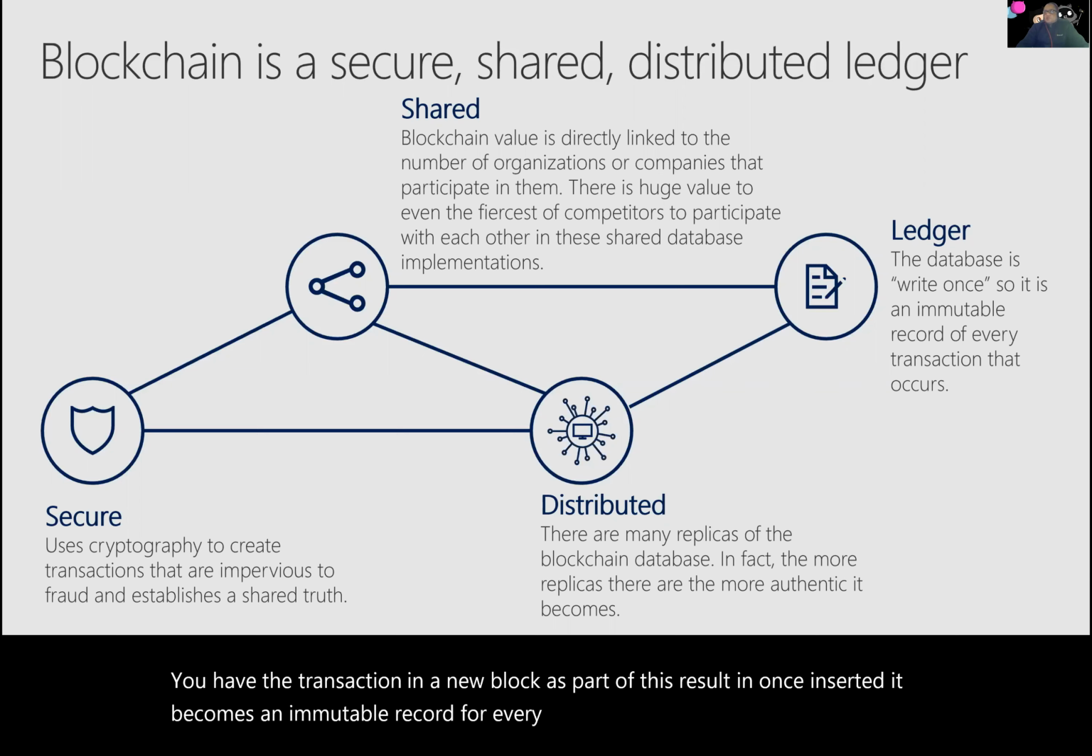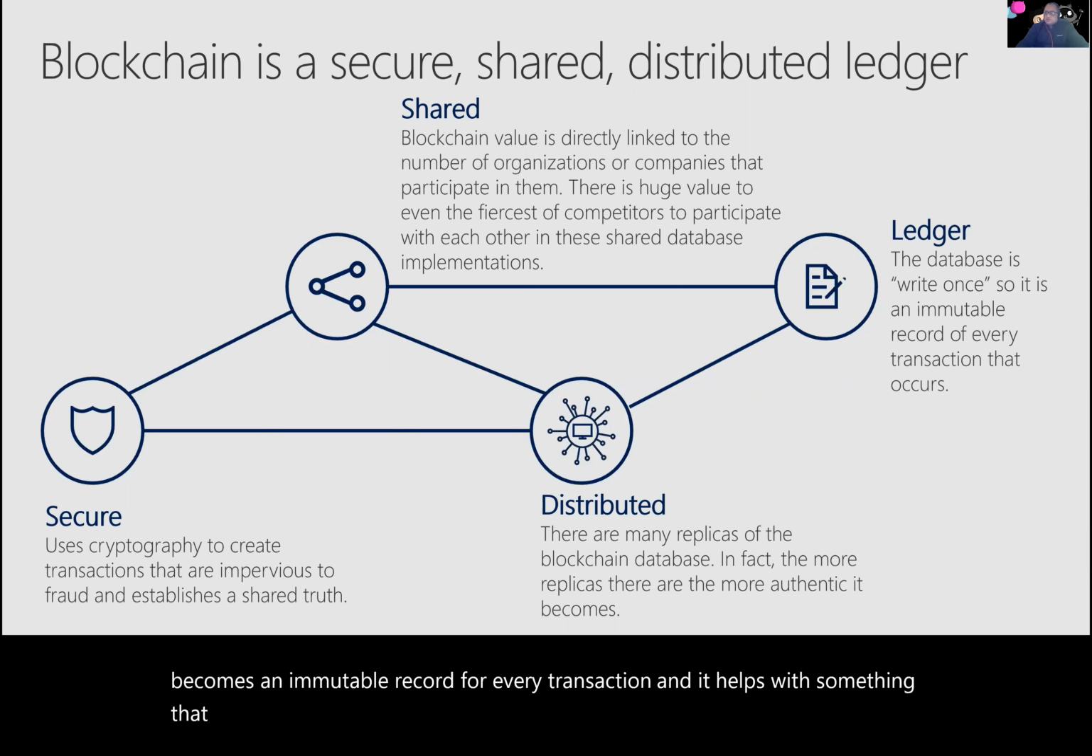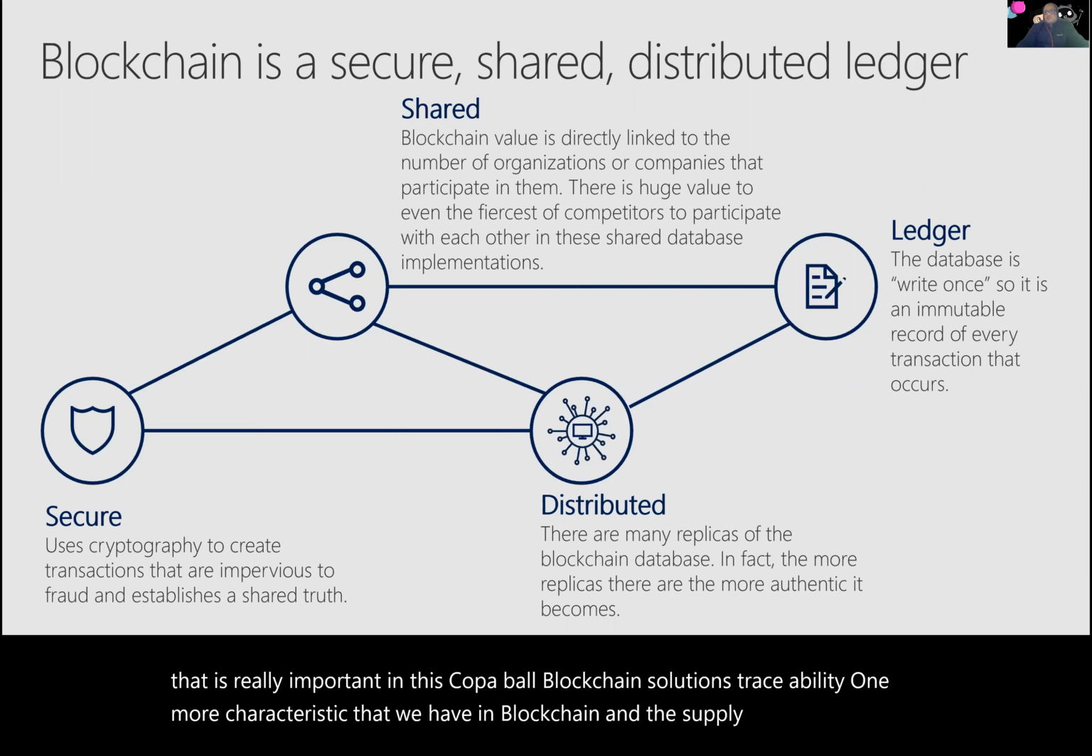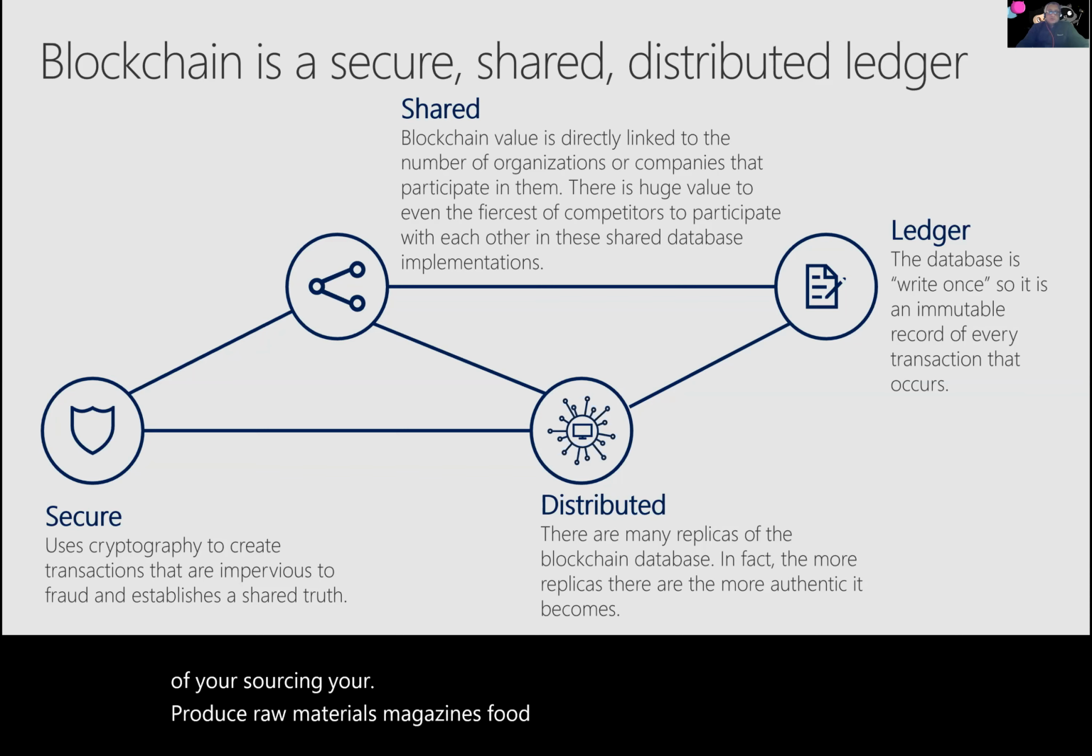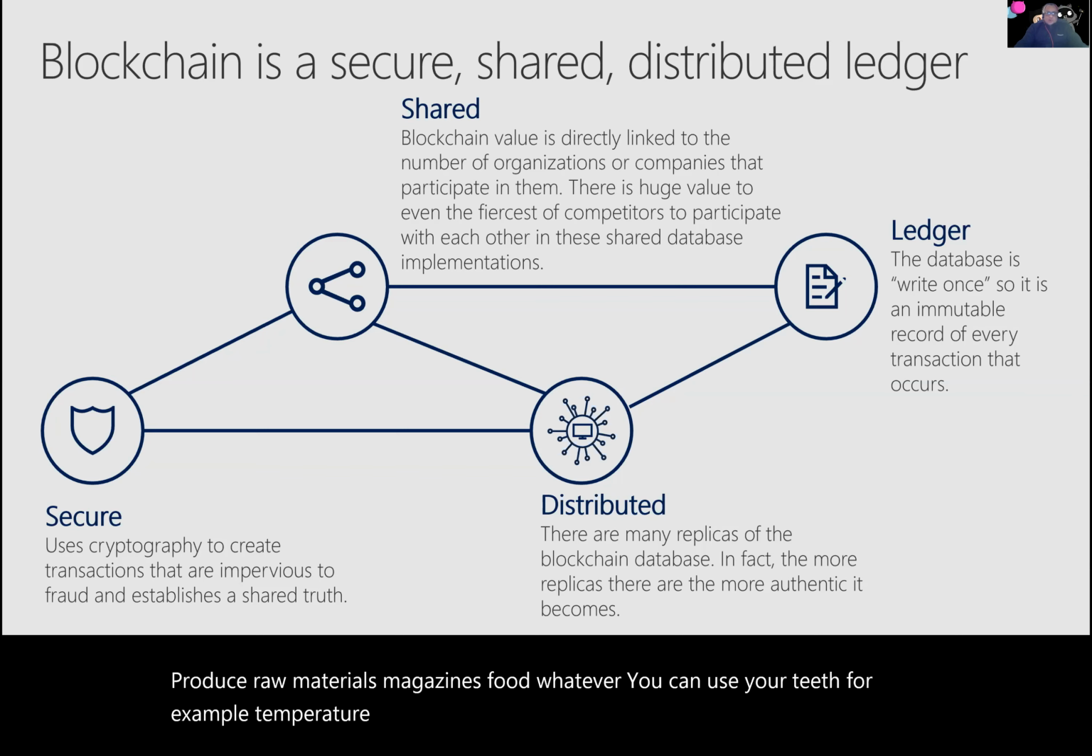And it helps with something that is really important in the scope of all blockchain solutions: traceability. One more characteristic that we have in blockchain, in supply chain and logistics solutions, for example, is that they use traceability to have more visibility in terms of your sourcing of products, raw materials, medicines, food, whatever. You can use IoT, for example, and a temperature sensor to measure the temperature of a given thing.